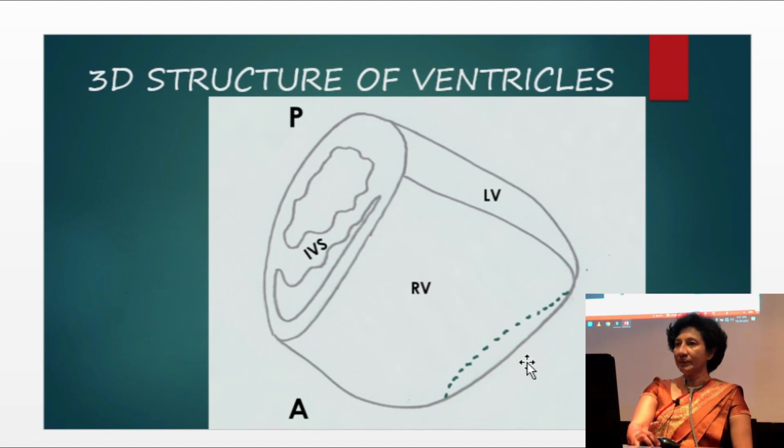Now on the diaphragm, anteriorly the inferior wall of the right ventricle lies, then behind towards the spine the inferior wall of the left ventricle lies. This inferior wall of the left ventricle lies opposite to the high lateral wall of the left ventricle because of this three-dimensional structure of the heart.